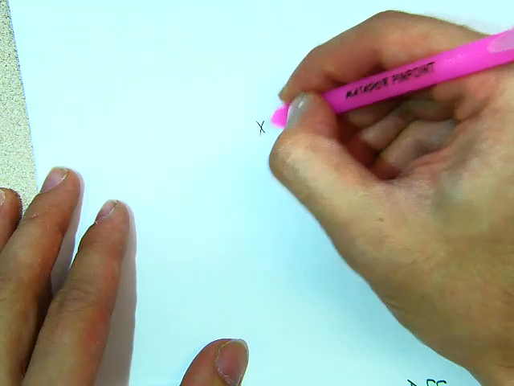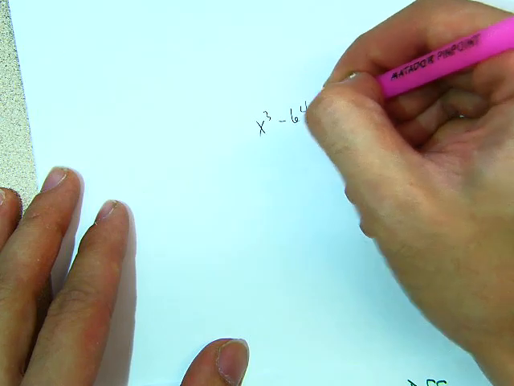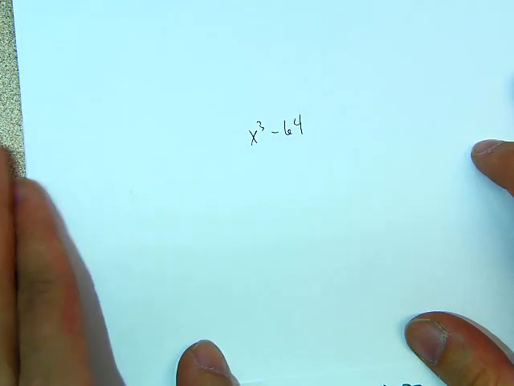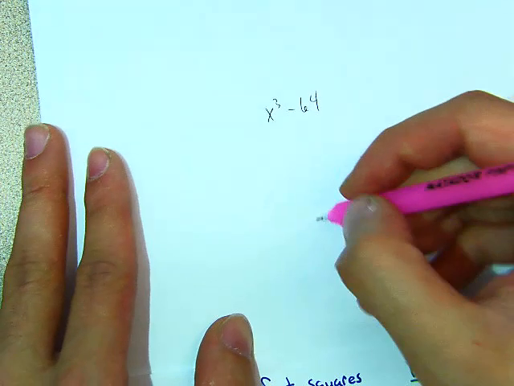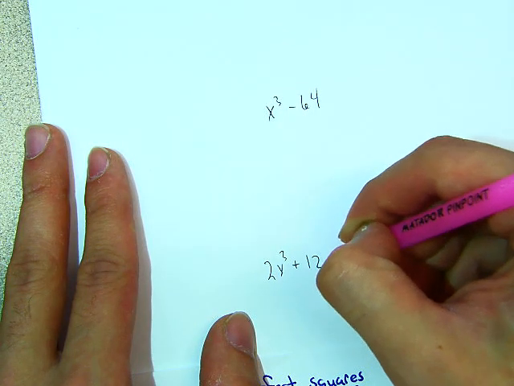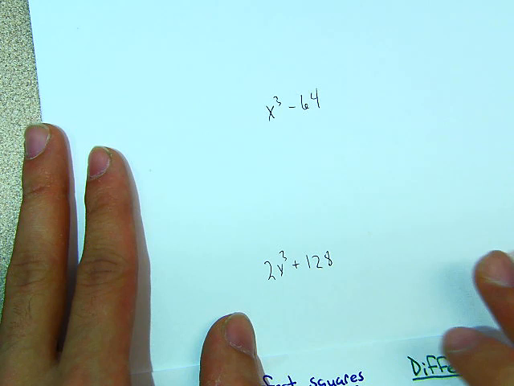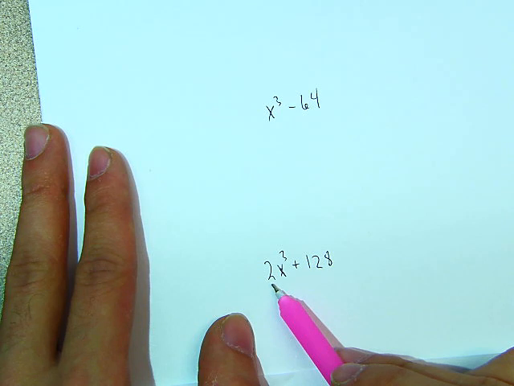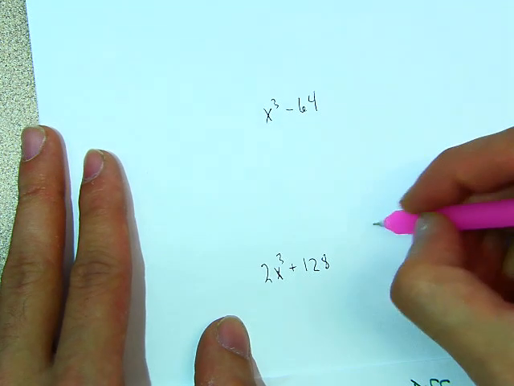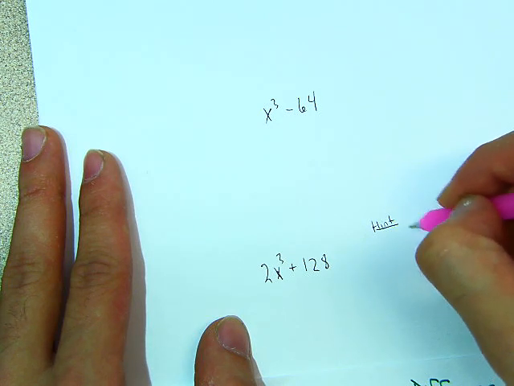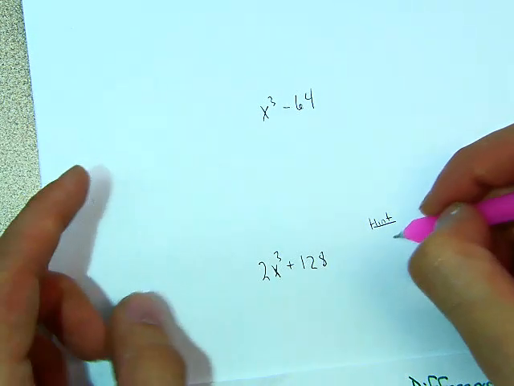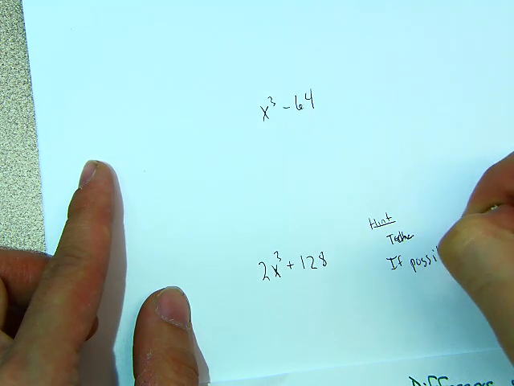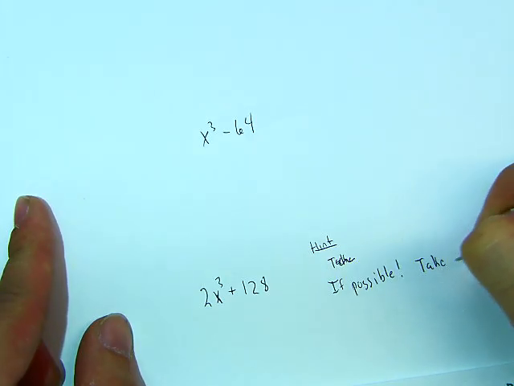This one, you have x cubed minus 64. You can do this. Try to figure it out on your own, and then we'll go over the solution. The other question is 2x cubed plus 128. Try and solve it on your own. And notice for this question, a little hint: 2 is not a perfect cube, and 128 is not a perfect cube. Hint, what is always the first move? If you can, take out the GCF. Or what did Joseph Aponte say? If possible, take out the GCF.